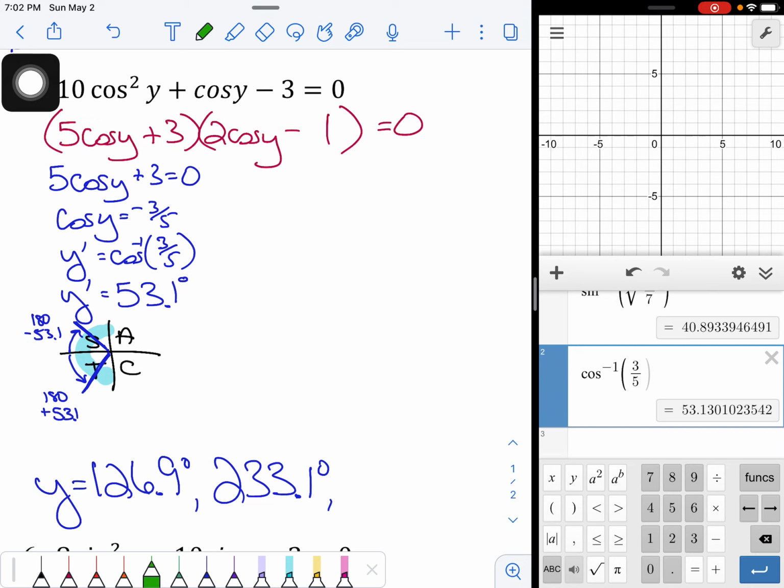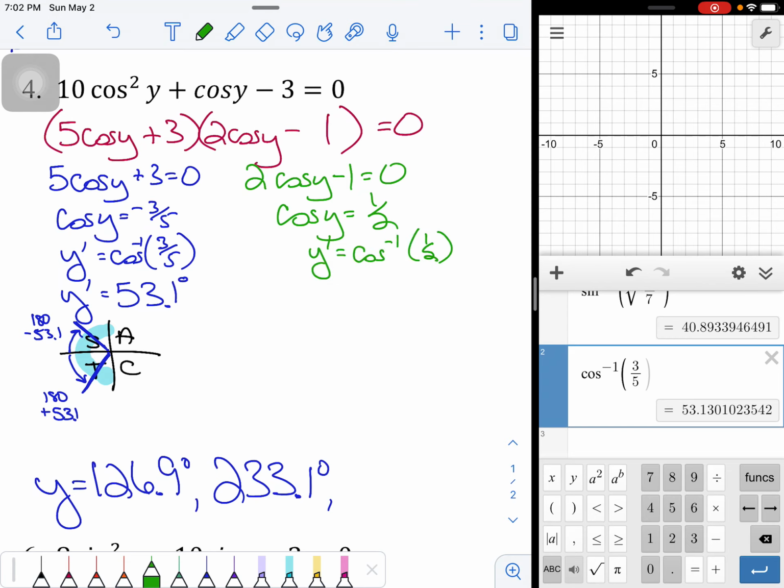So second factor here, let's talk about, we've got 2 cosine y minus 1 is equal to 0. I'm going to go ahead and solve this. So cosine of y is equal to 1/2. Now, this is actually a place where you could absolutely use the calculator. I'll show you in a second what happens there. You might also just use your trig chart. So y prime here is going to be the inverse cosine of 1/2.